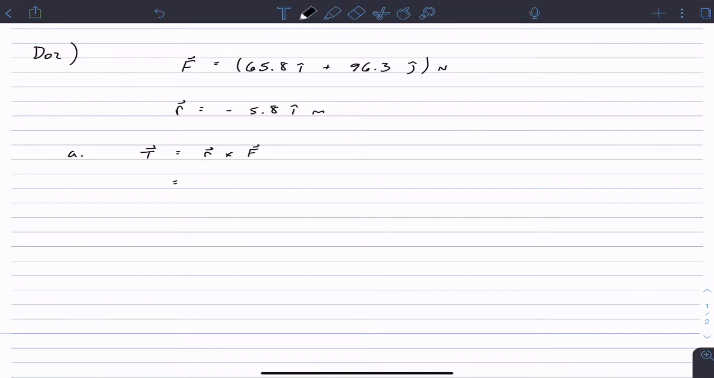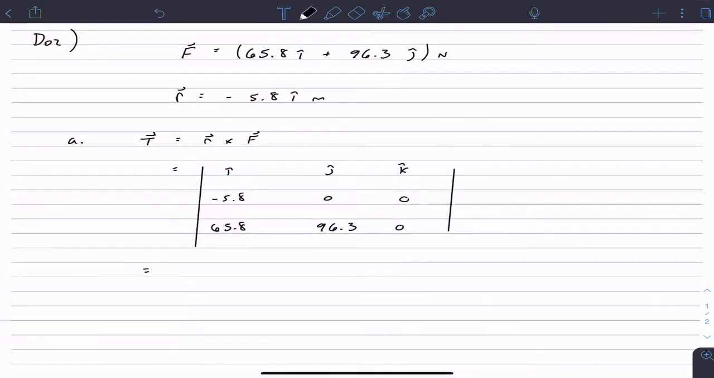F, right? So then we just take this cross product. Pretty much that's what we're going to do a bunch of times because there are 3 questions that are very similar all in a row. So this is negative 5.800. This is R, right? And then F is going to be down here, where 65.8, and then we have 96.3. It's 0. So we take the cross product. We end up with 0, 0, 0, 0.